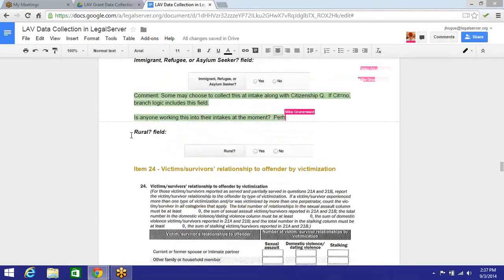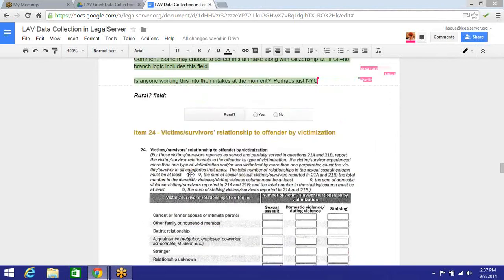Then we have the wonderful rural field. I don't think there's any explanation of that, as I recall, in the instructions. My family would not consider where I live rural. Well, I live in New York State, so my family wouldn't consider this rural. But yeah, so we have a yes/no. Up to you to decide and decipher what rural means.